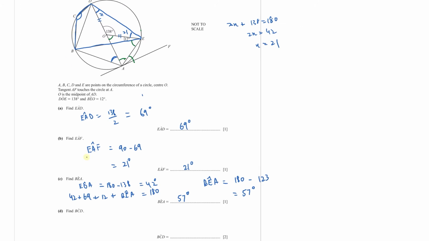This angle BCD plus this angle, which is 21 plus 12, should be equal to 180 degrees because opposite angles of a cyclic quadrilateral sum up to 180. So BCD will be 180 minus 21 plus 12, which is 33. So 180 minus 33 will be 147 degrees. So angle BCD will be 147 degrees.